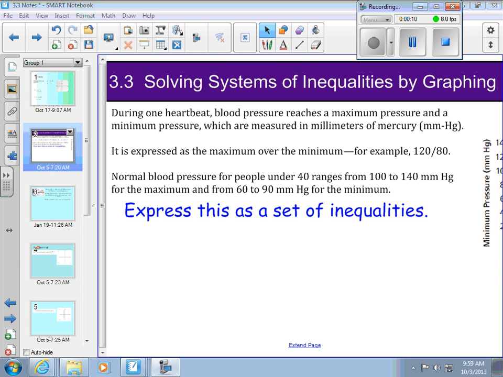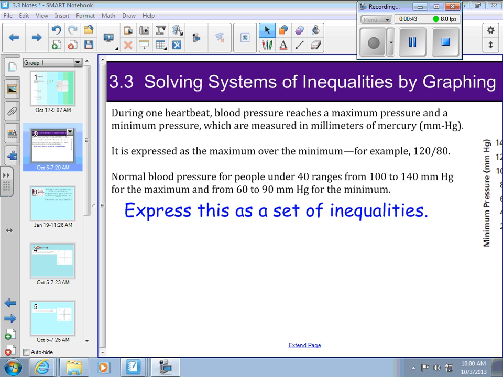The first problem on your note sheet says during one heartbeat, blood pressure reaches a maximum pressure and a minimum pressure, which are measured in millimeters of mercury. It is expressed as the maximum over the minimum. For example, one blood pressure you might have would be 120 over 80. Normal blood pressure for people under 40 years old ranges from 100 to 140 for the maximum, and 60 to 90 for the minimum. Express this as a set of inequalities.